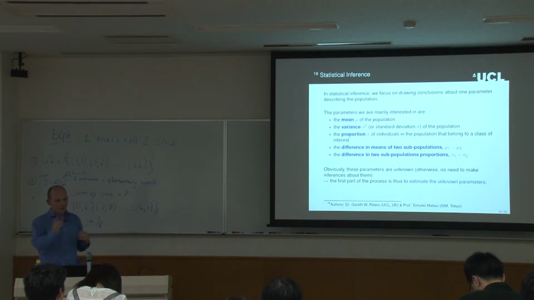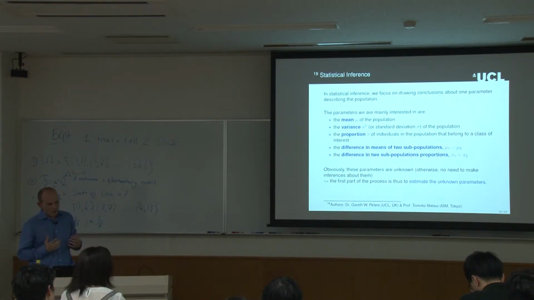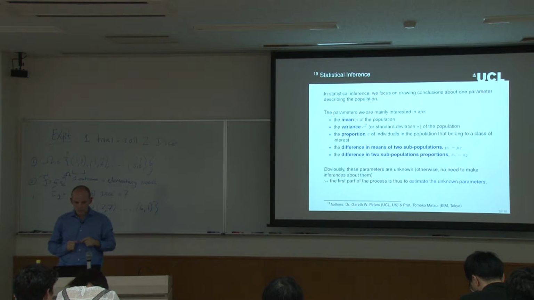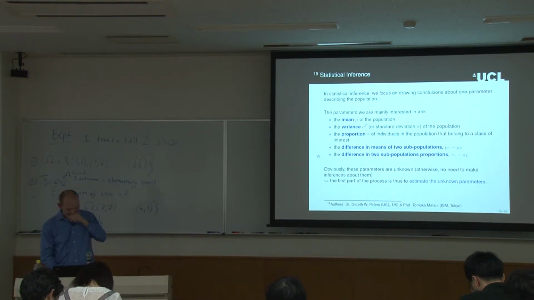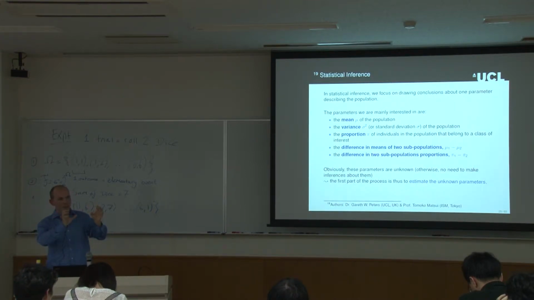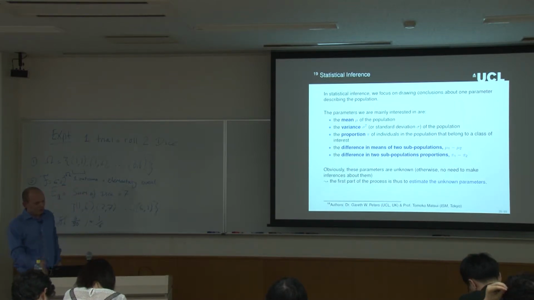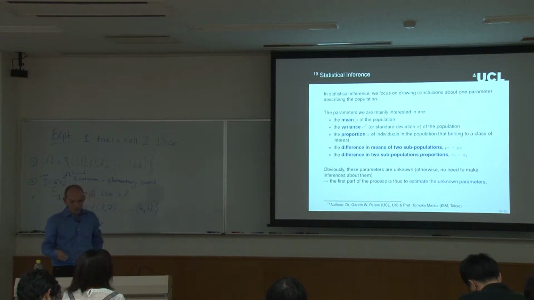So in statistical inference, we focus on drawing conclusions about a parameter describing the population. This might be the mean of the population, the variance, or say the proportion of individuals in the population that belongs to a certain class, or any other kind of construct. So you could say the difference in means of 2 subpopulations in your world population. Now, obviously, these parameters are unknown. Otherwise, we don't need to do any of this because we already know the answers. So the first part of the process is to estimate the unknown parameters.